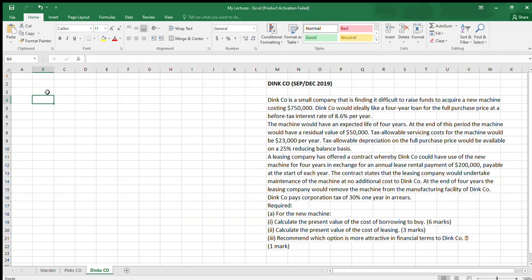Alright guys, so here I'm to teach you borrowing and leasing. Either we borrow to buy the asset or we lease the asset. So this question is from the ACCA September December 2019. That is Dinko.